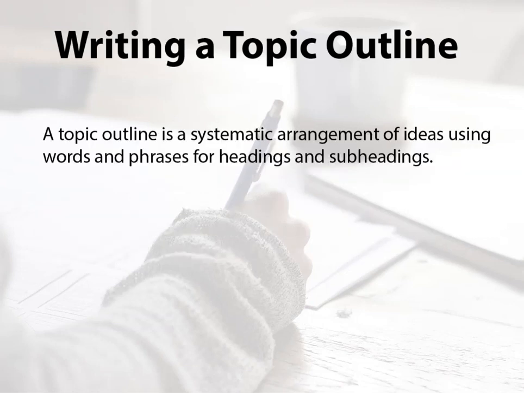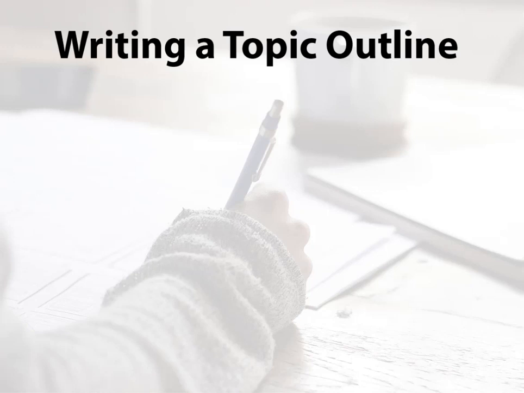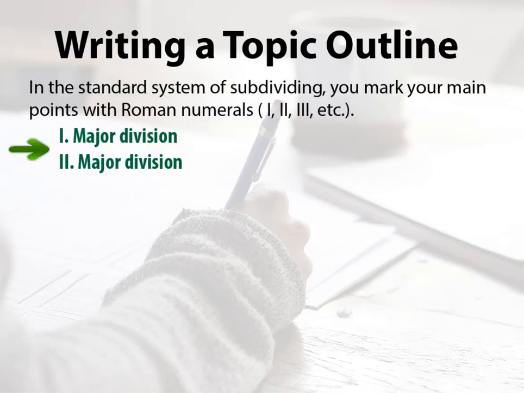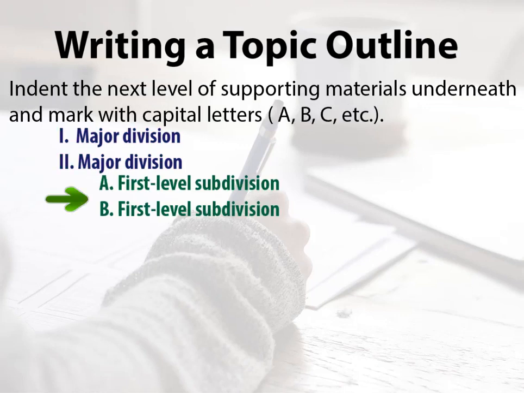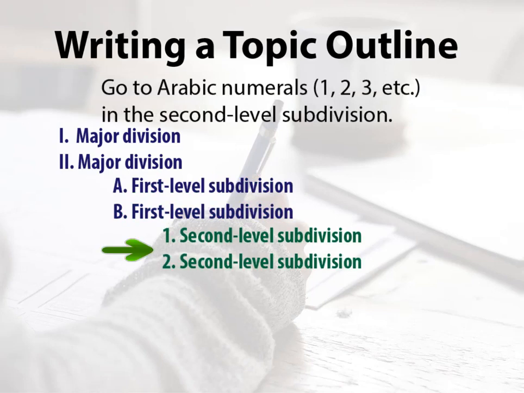A topic outline is a systematic arrangement of ideas using words and phrases for headings and subheadings. In the standard system of subdividing, you mark your main points with Roman numerals 1, 2, 3, etc. Indent the next level of supporting materials underneath and mark with capital letters A, B, C, etc. Go to Arabic numerals 1, 2, 3, etc. in the second level subdivision.